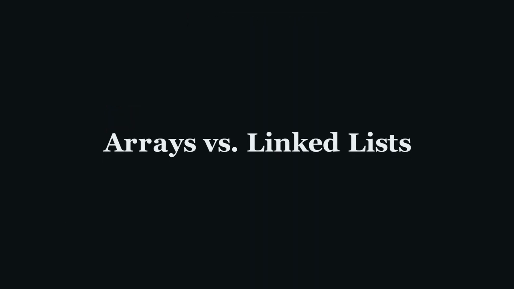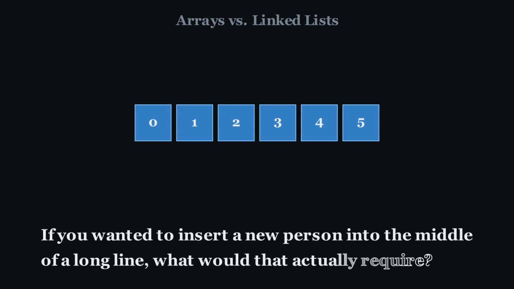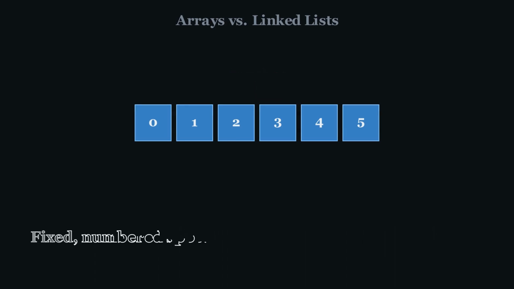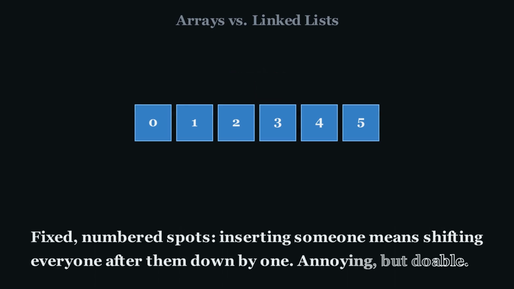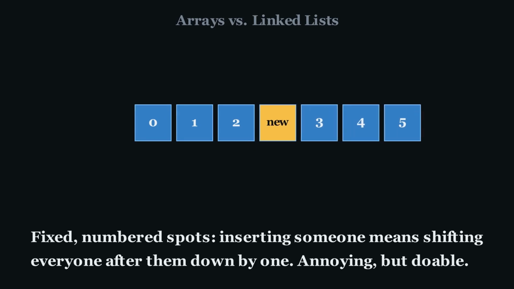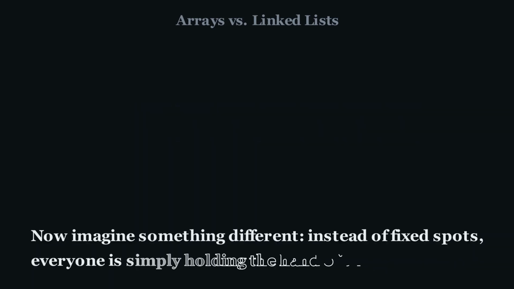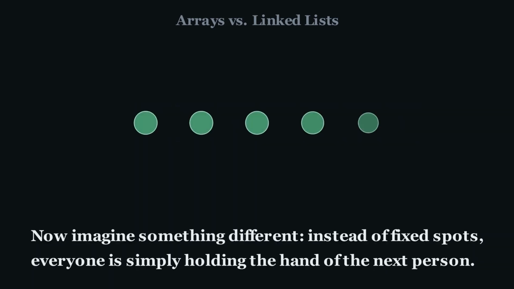Here's a question worth sitting with for a second. If you wanted to insert a new person into the middle of a long line, what would that actually require? If everyone's standing in fixed numbered spots, like assigned seats, inserting someone means shifting everyone after them down by one. Annoying, but doable.